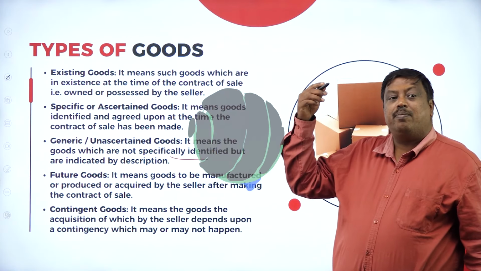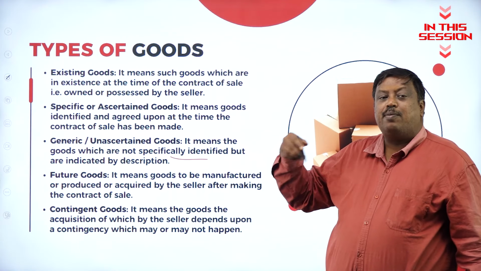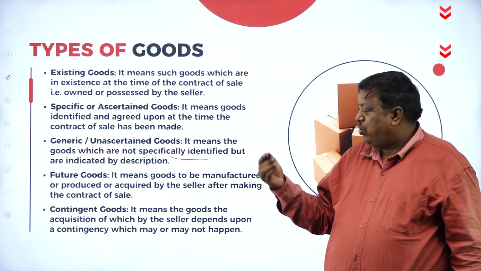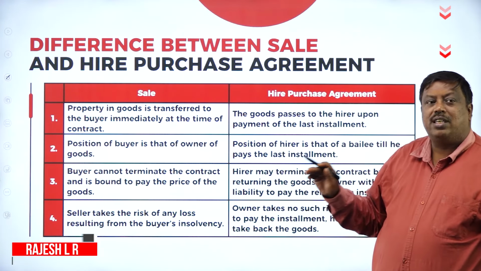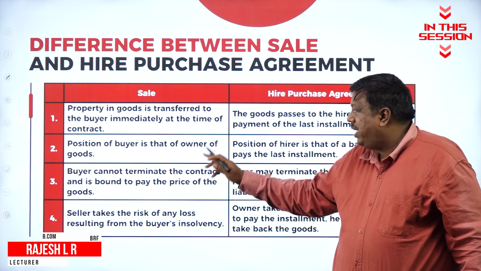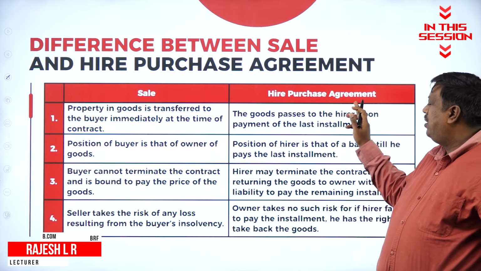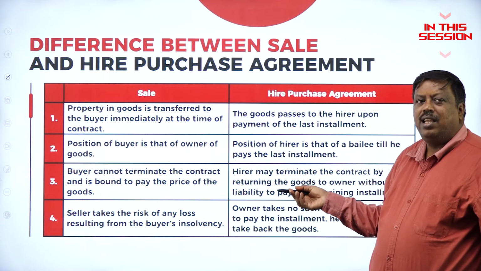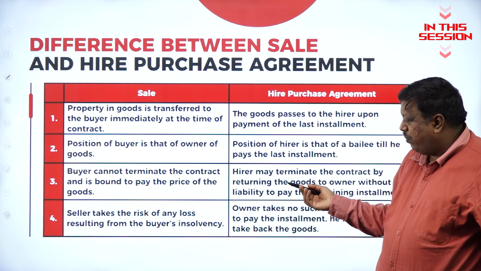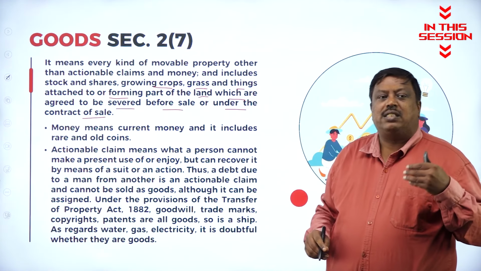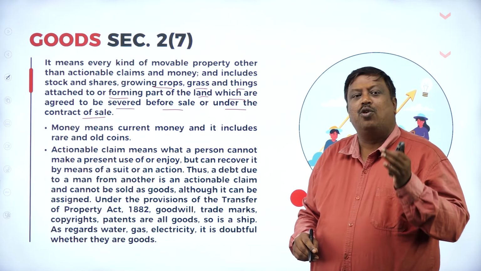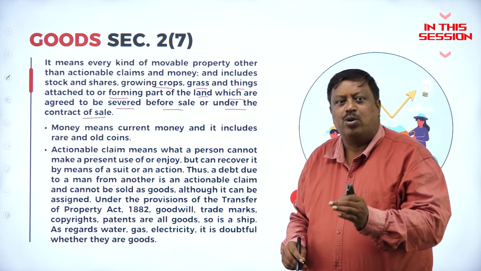The goods which will be produced later, it may be after 6 months or 1 year, are called future goods. The buyer cannot terminate the contract in the concept of sale, but in the concept of hire purchase, the buyer can cancel the contract if he doesn't want to continue. The item we are selling here should be a movable commodity, movable product, movable goods.